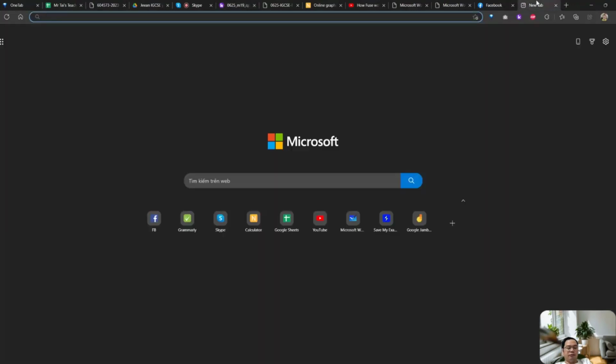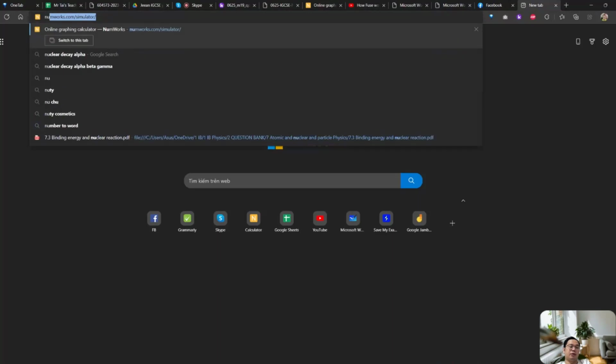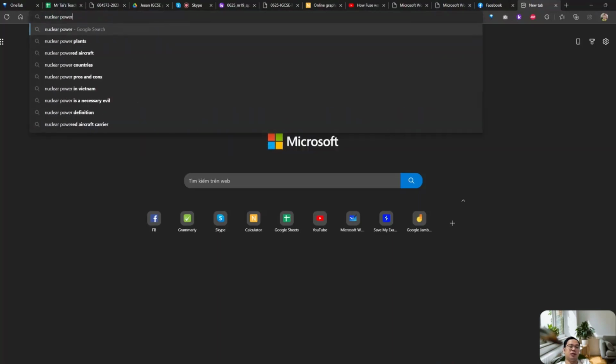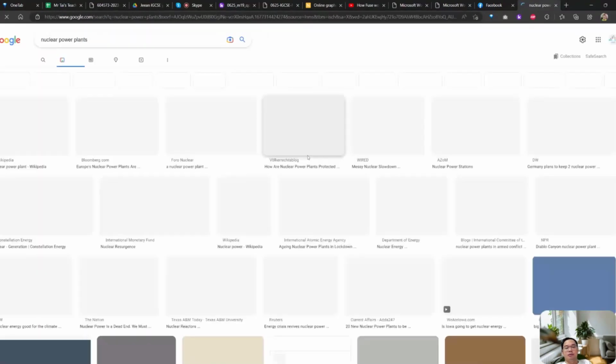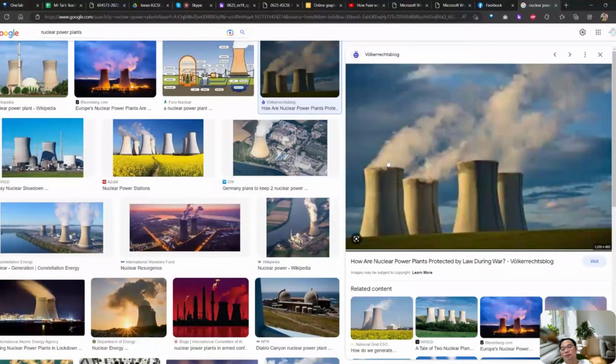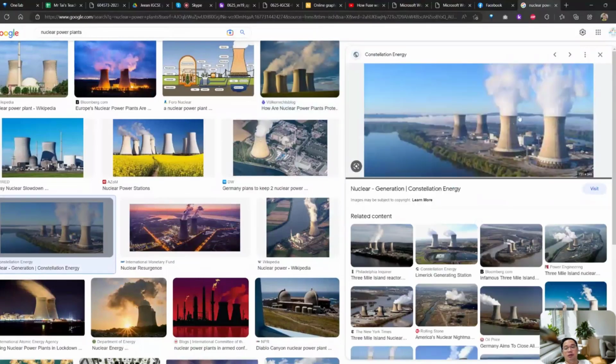So if you look for some photos of a nuclear power station, you see giant power plants like this thing, you see? A lot of smoke. Actually, those are the vaporized steam. They use the heat from the nuclear reaction to boil water to make the steam, okay?